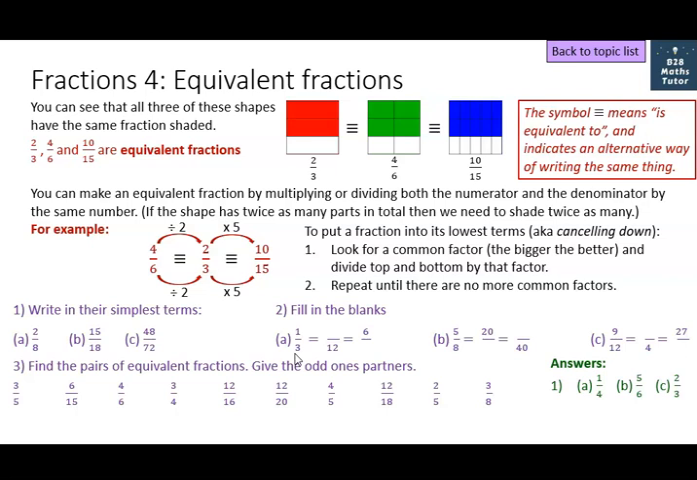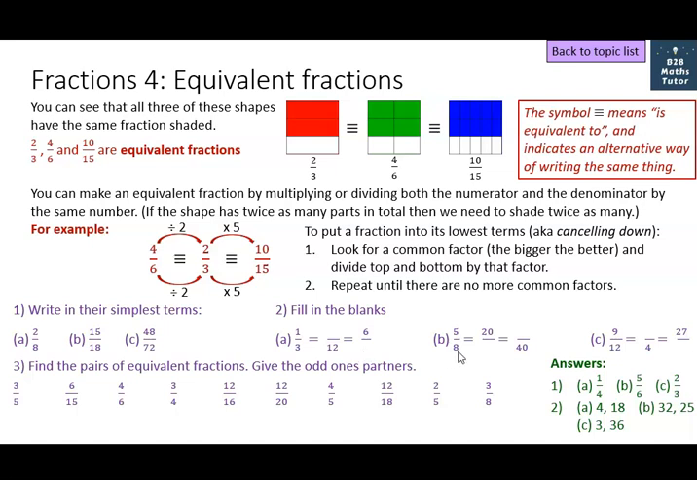Question 2, fill in the blanks. What have we multiplied by on the bottom to get from 3 to 12? We've multiplied by 4, so we need to multiply by 4 on the top, which gives us 1 times 4 is 4. Looking at going from 1/3 to 6 over something, we've multiplied by 6 on the top to get from 1 to 6. So we need to multiply by 6 on the bottom as well, and we end up with 18 on the bottom.